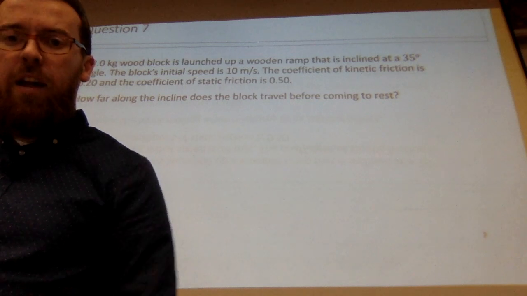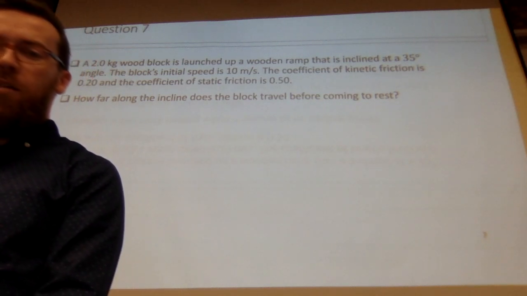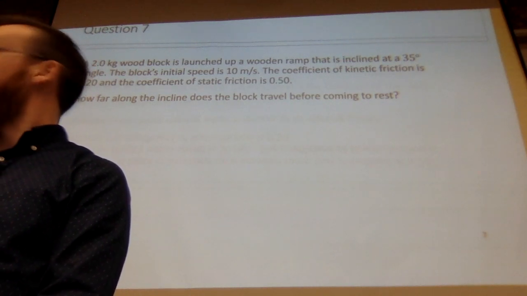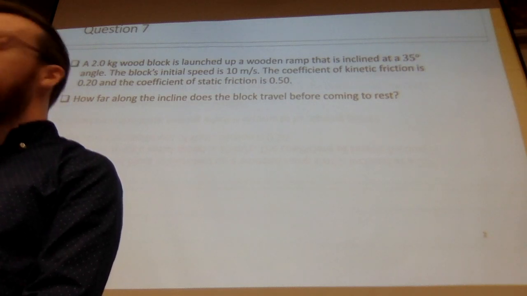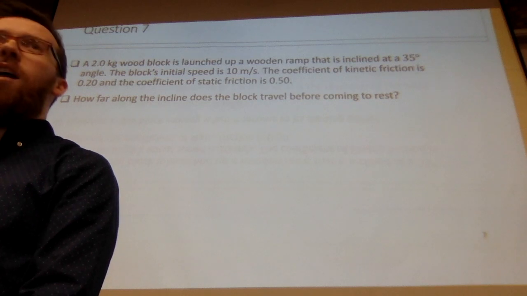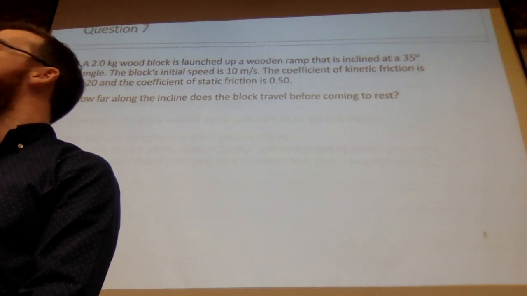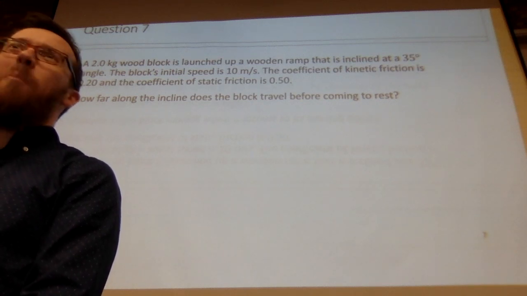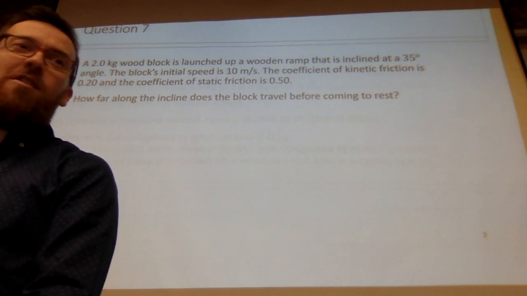Let's see. Any answers for the first part here? Anybody willing to volunteer? 31. Any other answers? 6.9. Nobody else? You got 6.9 as well, so we've got two 6.9s.